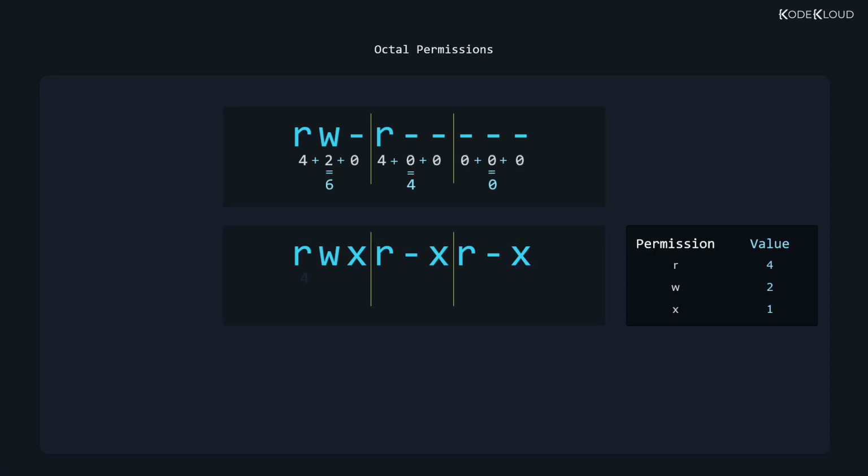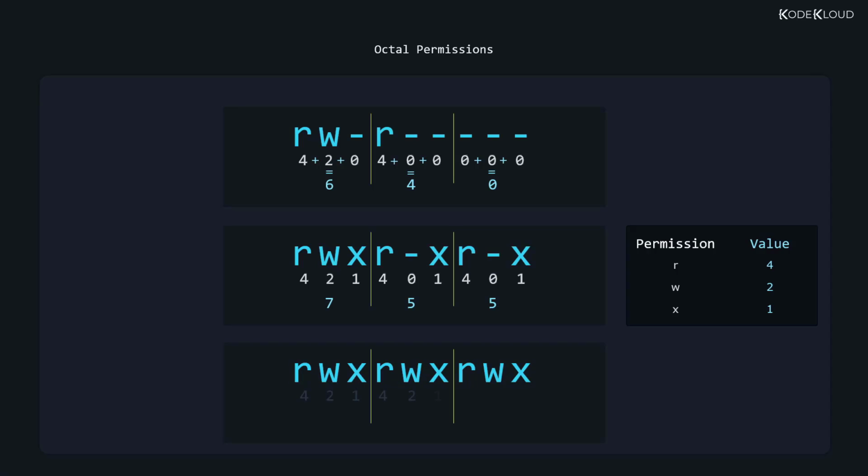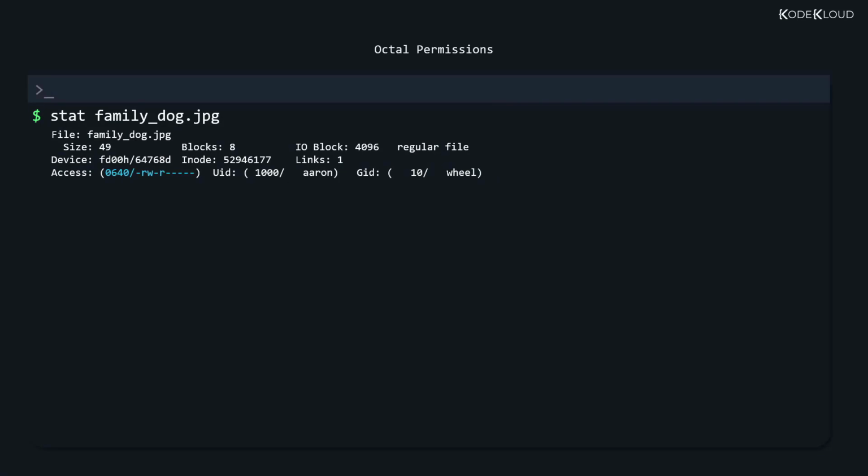So rwx, r-x, and r-x gives us 755. And full permissions give us 777. Once we identify the number we want to set it to, we can use the same in the chmod command as well. Instead of specifying the permissions for each group, we could just provide a number like this: chmod 640 family_dog.jpg.